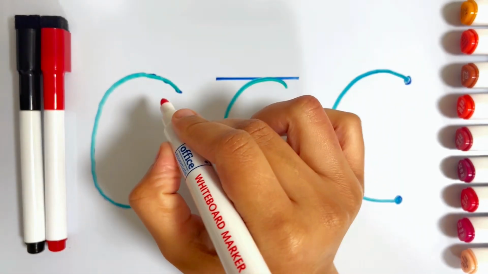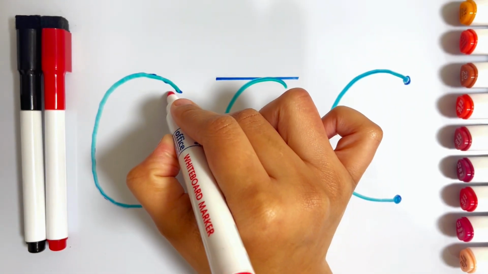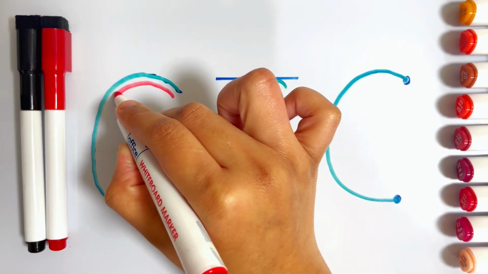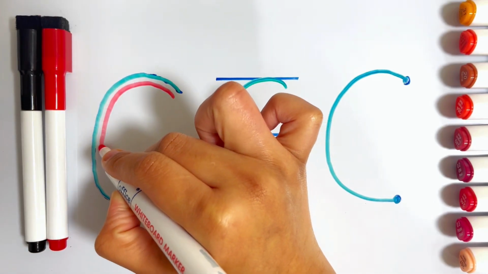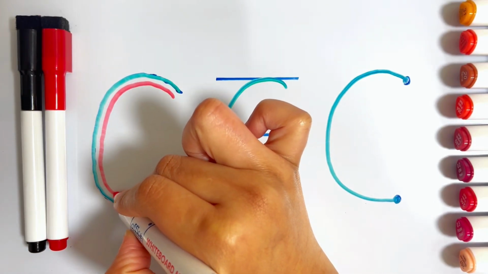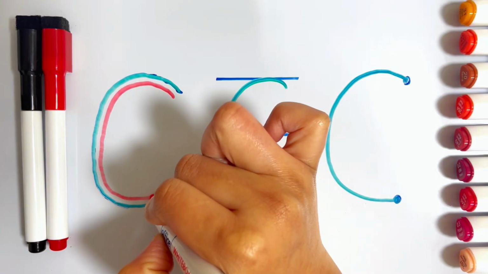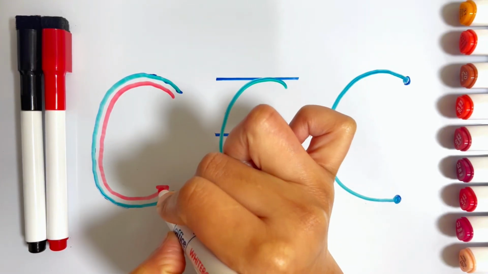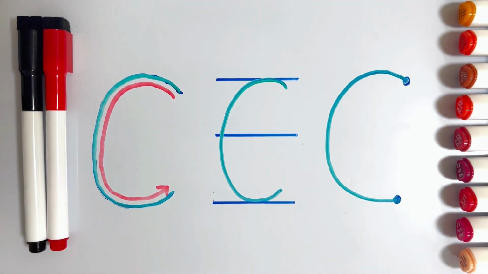Say with me. A big curve to the left. C.